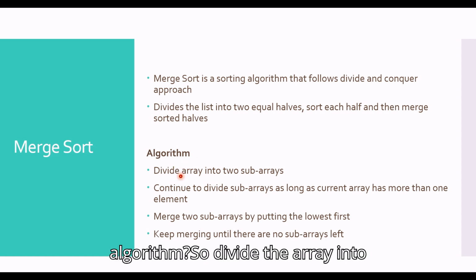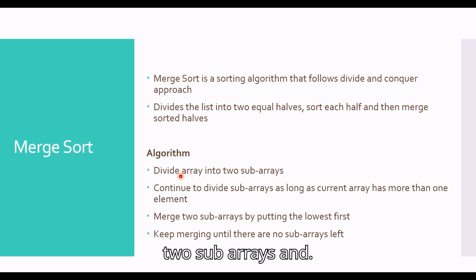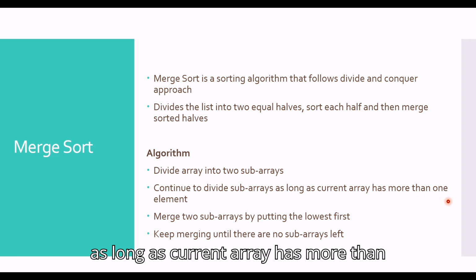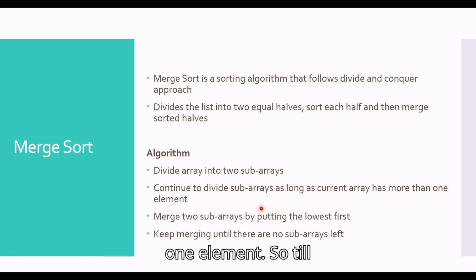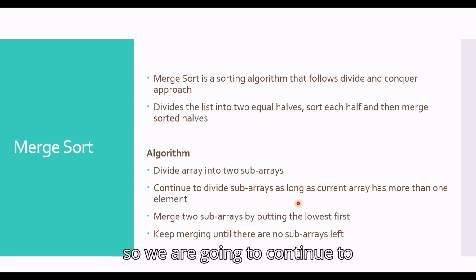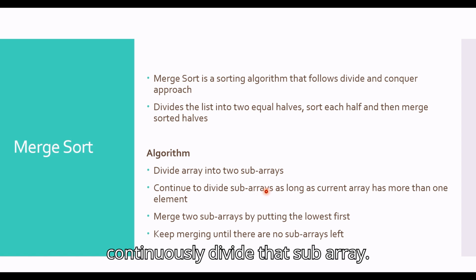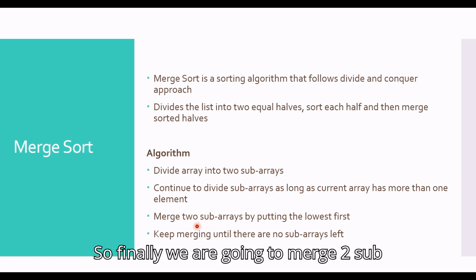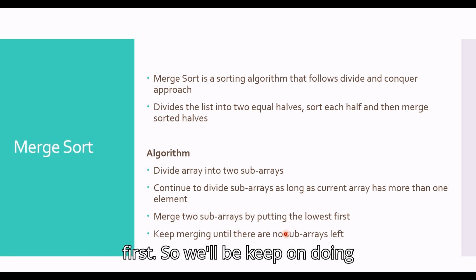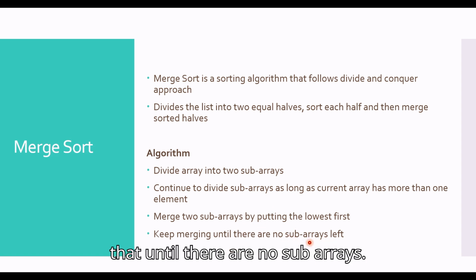So what is its algorithm? Divide the array into two sub-arrays and continue to divide those sub-arrays as long as the current array has more than one element. Till we reach the atomic level of element, we continuously divide the sub-arrays. Finally, we merge two subarrays by putting the lowest element first, and we keep on doing that until there are no subarrays.